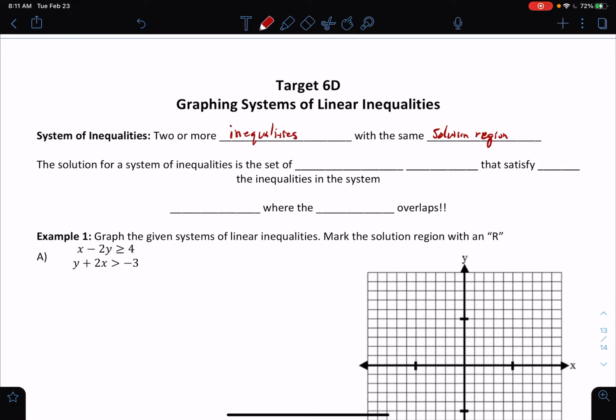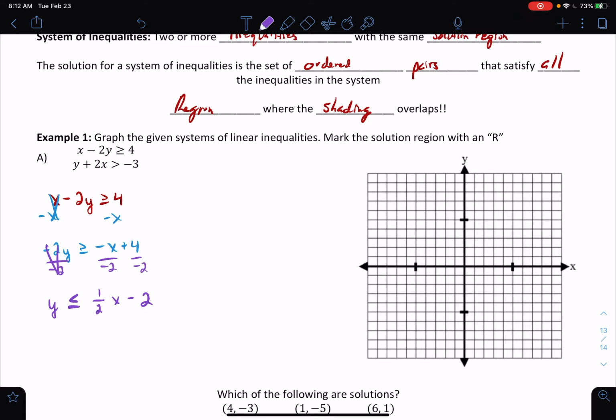So this first one, x minus 2y is greater than or equal to 4. We got to get this into slope-intercept form. So I'm going to subtract the x from both sides. So I'll get negative 2y is greater than or equal to negative x plus 4. Next up, we're going to divide everything by negative 2. And so we get y, and then we divided by a negative, so I need to flip-flop the inequality symbol. And my slope is going to be 1/2 x, and my y-intercept is going to be negative 2.